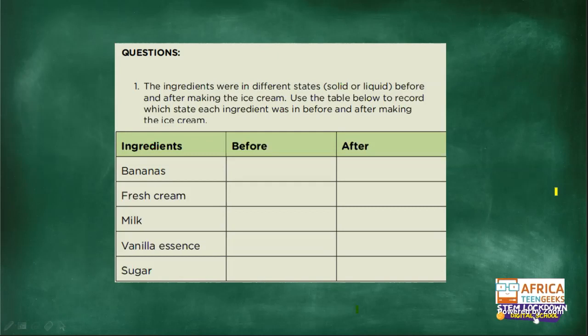So the bananas, before we made ice cream, was it a solid or was it a liquid? Quickly type in your chat box. Was it a solid or was it a liquid? Solid. Good. So all of you unanimously agree it was a solid. Now, after, or let's do fresh cream first. Fresh cream, is it a solid or is it a liquid?